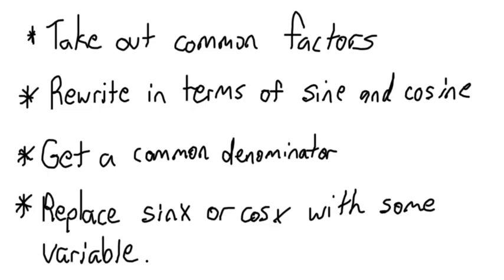Remember some of these strategies to use while you go through the process. Take out a common factor, rewrite the whole thing in terms of sine and cosine, get a common denominator, write it as a single fraction, and like we did in the last example, replace sine of x or cosine x with some variable. Remember in that last one, replace it with the variable y, then we could solve that using basics of quadratic equations.